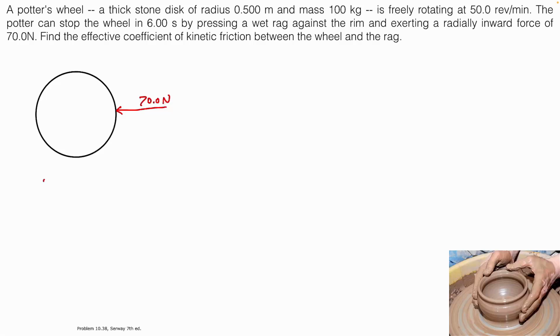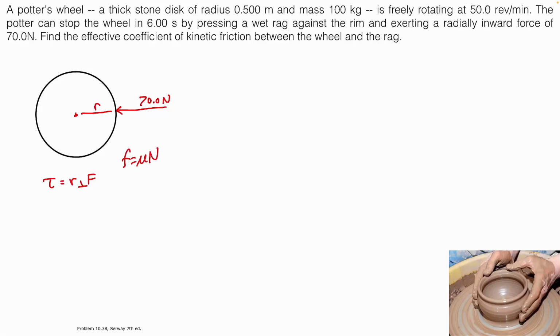To be able to do anything with torque, we need distance and force perpendicular to each other. The distance would be the distance from the axis of rotation, in this case the center, to where the force is being applied. Are those two things perpendicular to each other? No, not at all. Is there a component of the 70 Newton force that is perpendicular to that distance? No, right? Okay.